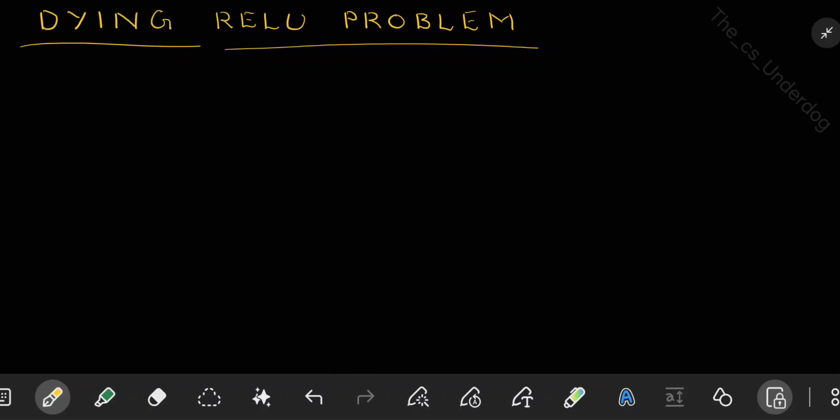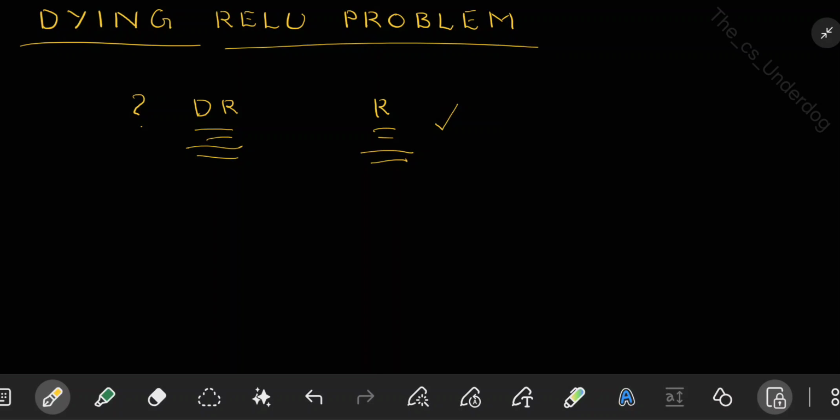Dying ReLU problem. Let us understand what the dying ReLU problem is that is faced by the ReLU activation function. We already learned about the ReLU activation function in the last lecture. We saw that this is a very commonly used and popular activation function because of the advantages it provides. But at the same time, it has a slight disadvantage, that is, it faces the dying ReLU problem. Let us understand what this problem is, how it is occurring, and what we can do to rectify this.